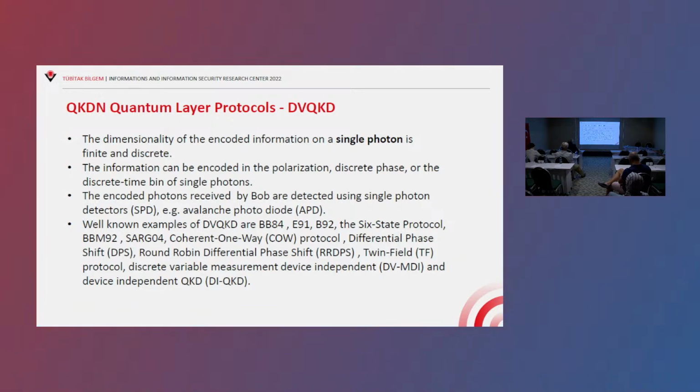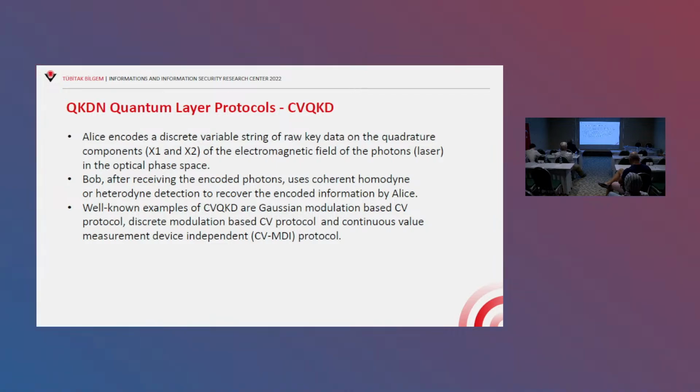And there are quite a few well-known examples. They are all based on either prepare and measurement or entanglement, but these are the varieties of different kinds of discrete valued QKD systems.